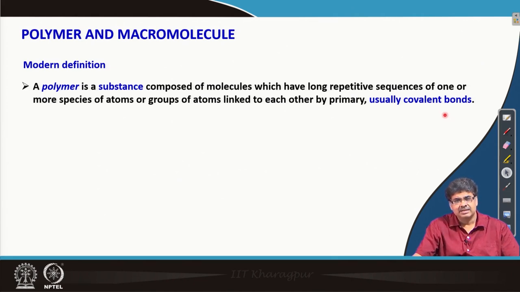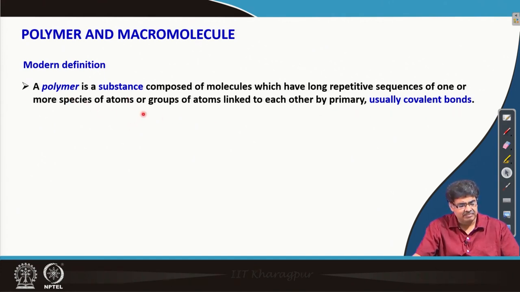Nowadays, there are several researchers who also call macrostructures which are constructed by non-covalent bonds, like hydrogen bonding, pi-pi interactions and so on, polymers. But in the sense of polymer chemistry or the polymer industry, what we generally describe are the molecules which are formed by covalent bonds. So, that is typically what we call a polymer.